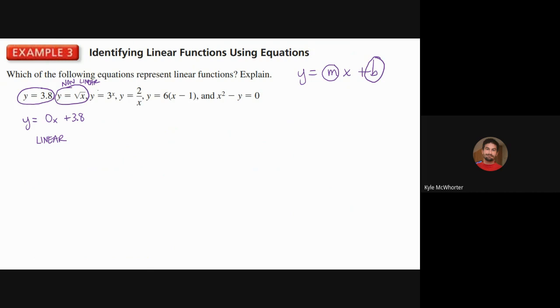Let's see, y equals 3 to the x. X is in the exponent, so that's going to make this one non-linear. If it has something happening to the x, like a square root or an exponent, then it's non-linear. If x is in the denominator, that's non-linear.